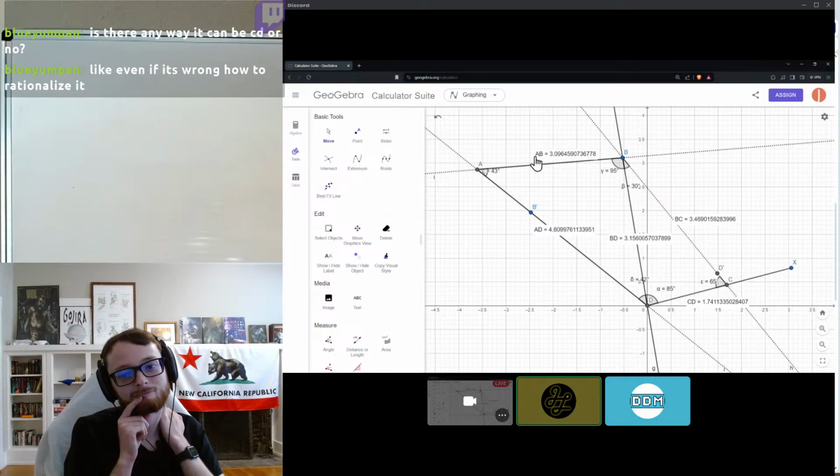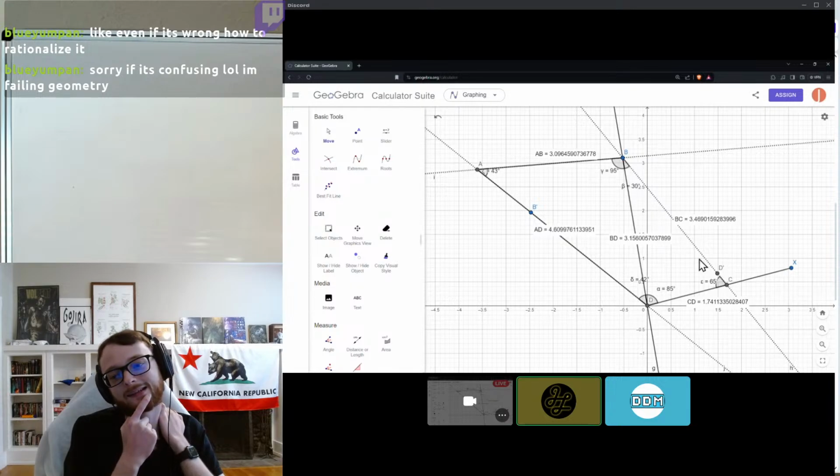AB cannot be the longest length in this shape. And what was the other option we had? The two sides we were given, AD and BC. So those have to be the longest length. And because they're congruent, they're equal. So therefore they are both the longest side.